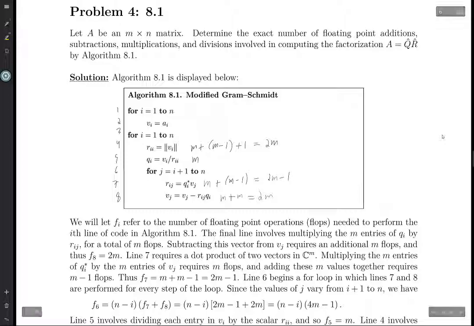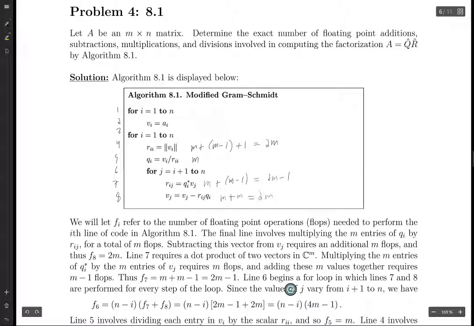Alright, so there we go. We've done the flop count of every single line. Let's see, what am I doing in this problem write-up? Fi is going to refer to the number of floating point operations needed to perform the ith line of code. F8 is going to be 2m. That's good. Line 7 requires this thing, and so we're going to have 2m minus 1 for F7.